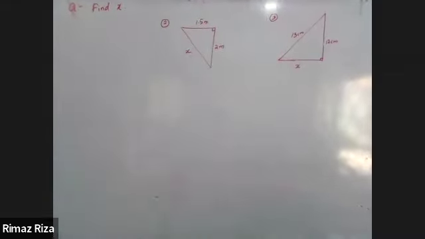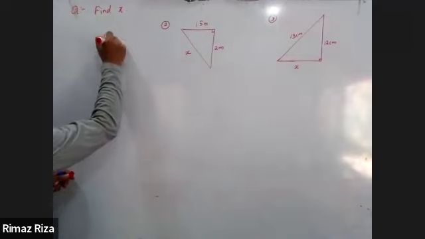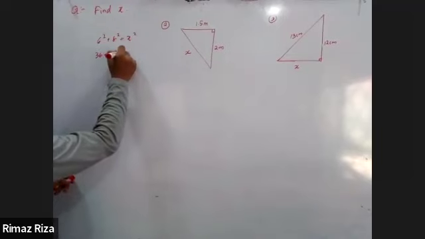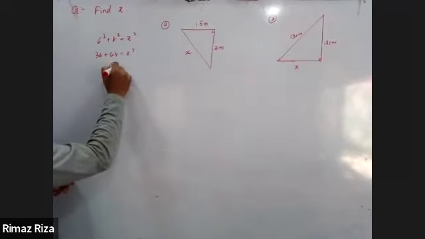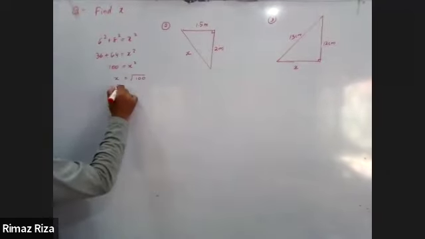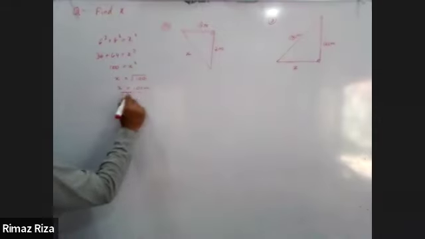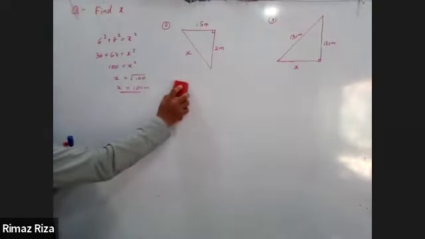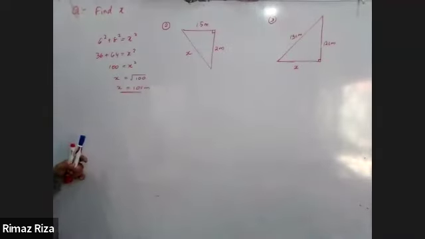I think 10 centimeter is the answer. Okay, so for the first one, the answer is 10 centimeter, right? 6 squared plus 8 squared is equal to x squared. 36 plus 64 equals x squared. 100 equals x squared. Therefore, x equals square root of 100. x equals 10 centimeter. First one answer.